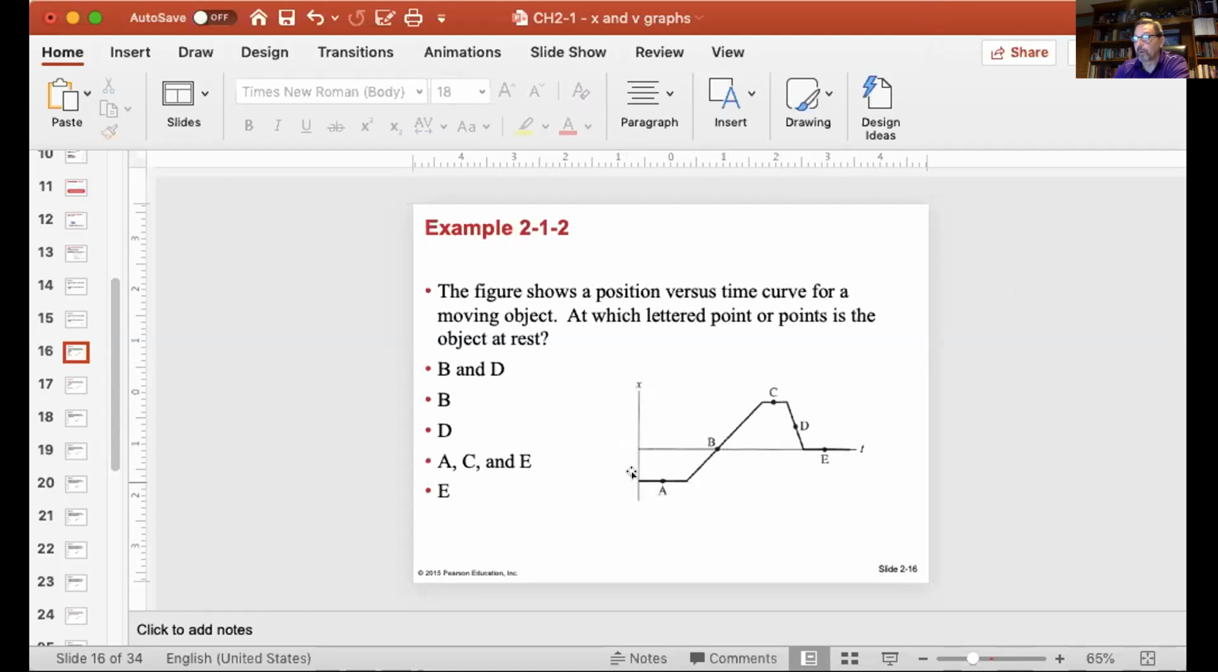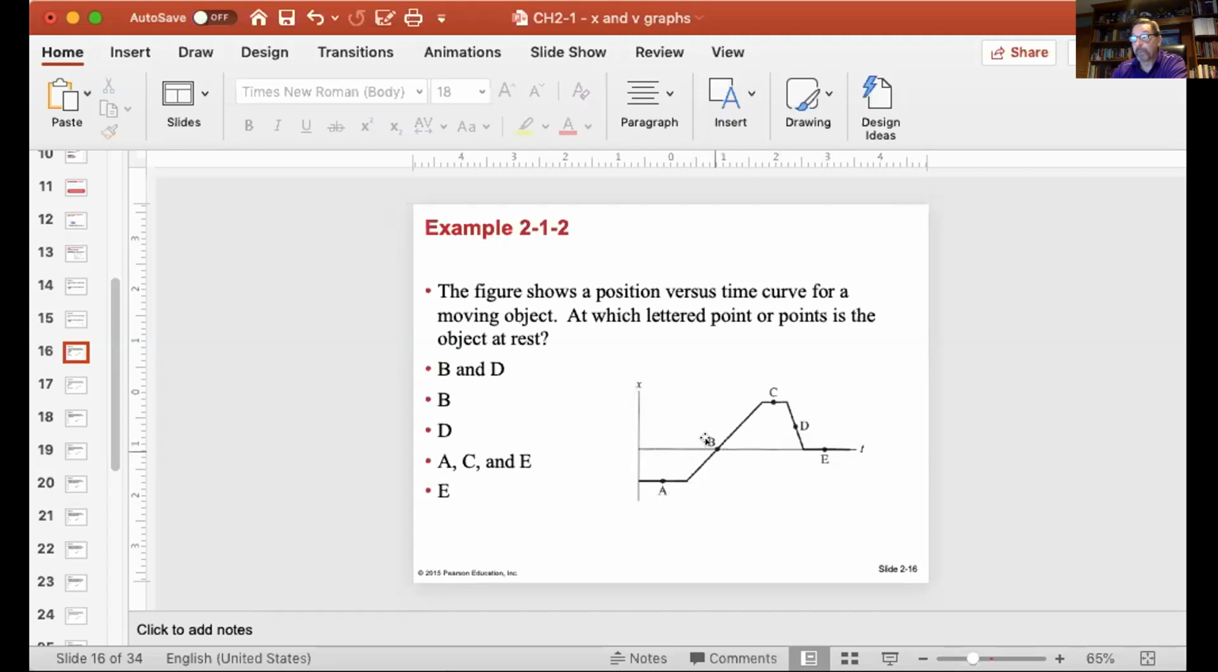All that's necessary to be at rest is that the position is not changing. And so the best answer is A, C, and E. Right here, you're stationary at a negative position, so that means you're to the left of the origin. Up at C, you're stationary and you're at a positive value, so you're to the right of wherever the origin is. And at point E, you are stationary right at the origin.